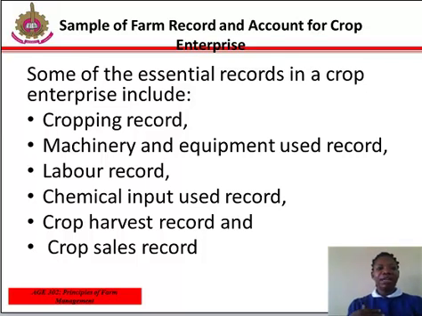For machinery and equipment used, the essential columns that should be presented in this type of record include date of operation, type of machinery and equipment used, total area covered in hectares, and cost of the service in naira. Kindly read up the remaining essential columns that should be presented in other crop enterprise records in your study materials.